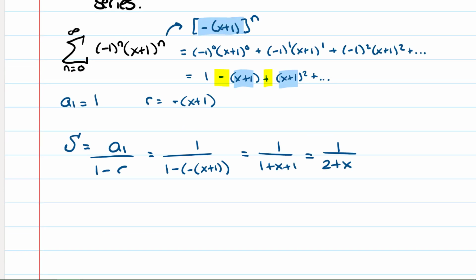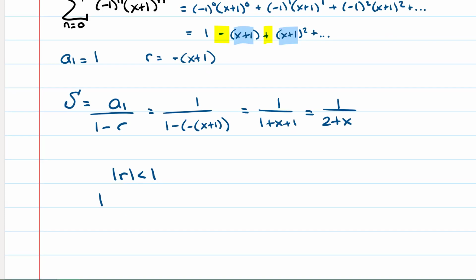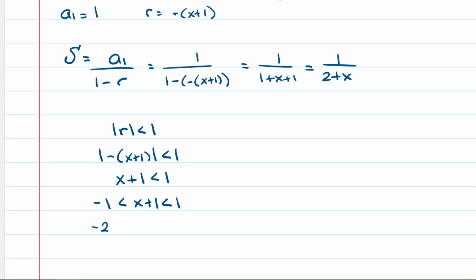So now we have to find the radius of convergence. So I know that the absolute value of r has to be less than 1. So the absolute value of negative (x plus 1) is less than 1. So the absolute value can actually just get rid of that negative for me. So I get negative 1 less than x plus 1 less than 1. Subtract 1 from all sides, I get negative 2 and 0. So my radius of convergence is negative 2 to 0. Again, that means that if I pick an x value bigger than 0 or less than negative 2, this series will not converge.